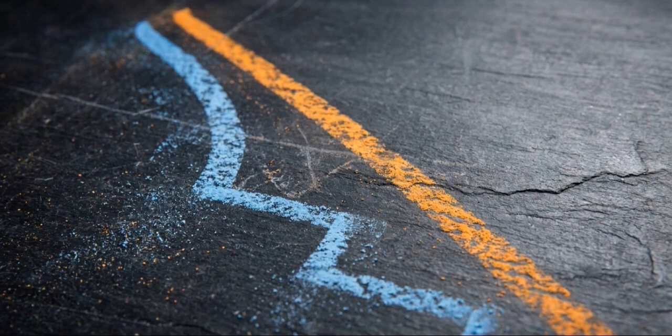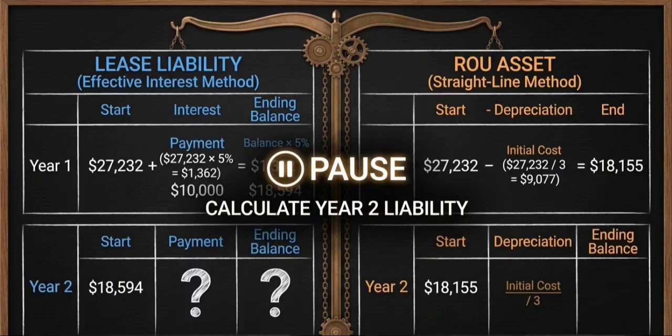The lease liability behaves exactly like a loan. It strictly uses the effective interest method, growing via the interest rate and shrinking whenever a cash payment is applied. The right-of-use asset ignores the interest calculation entirely. It simply depreciates using the straight-line method evenly over the lease term. Based on the methodology used in year 1, pause the video and manually calculate the exact interest expense and ending liability balance for year 2.